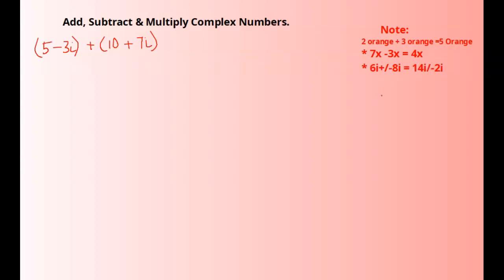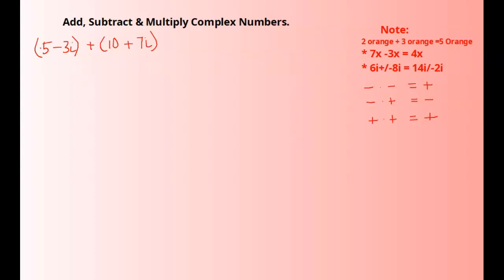And now we also have to know our sign rules, which is that a negative times a negative is equal to a positive, a negative times a positive gives us a negative, and a positive times a positive gives us a positive. So we have to know this as we are moving forward.